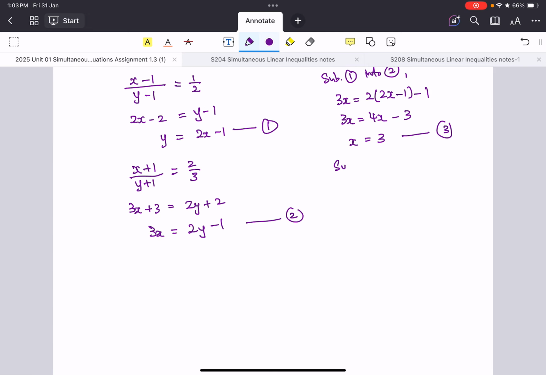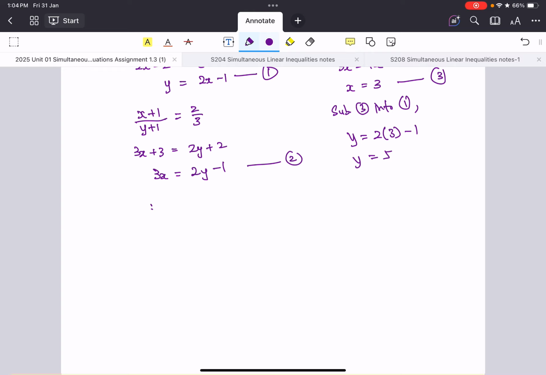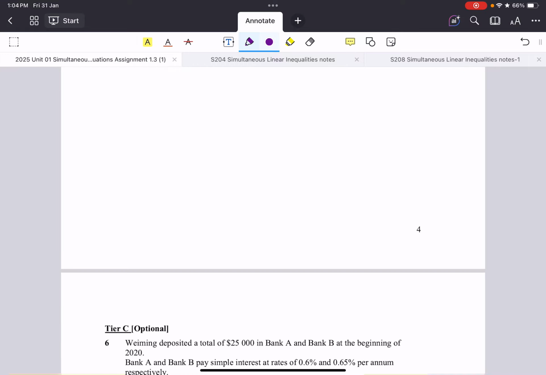Okay. Now we're going to sub 3 into 1. y is equals to 2 times 3 minus 1. y is equals to 5. Right? Therefore, x equals to 3, y equals to 5. And to answer the question, we are supposed to find the fraction. Therefore, the fraction is 3/5. There we go, right? Okay, let's go. Move on to the next one.